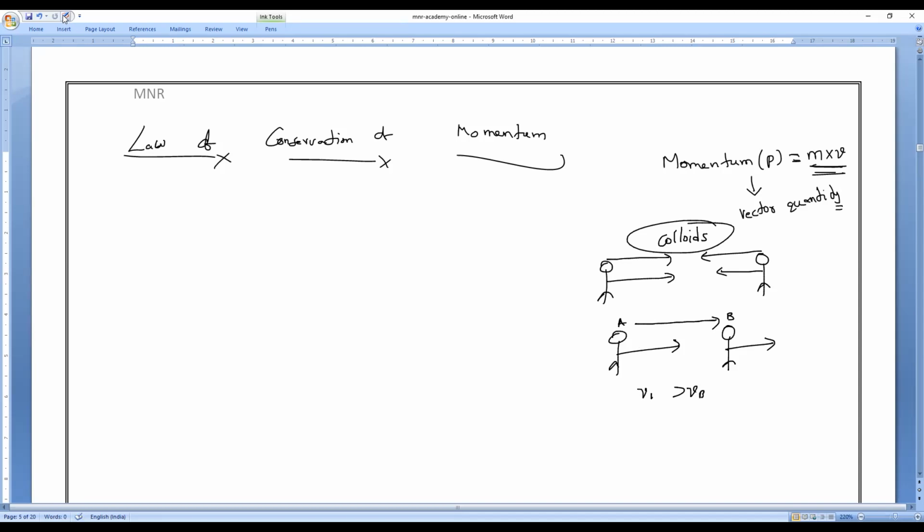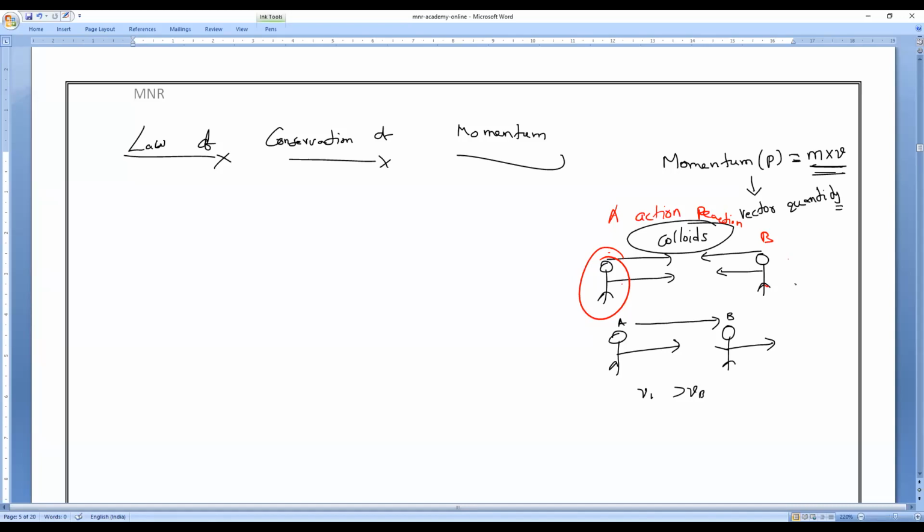Am I right or wrong, everybody? Yes, sir. Now tell me, if A boy is hitting the B boy, that is what we used to call action. Then B boy is hitting the A boy, that is what we used to call as what? Reaction. Okay.